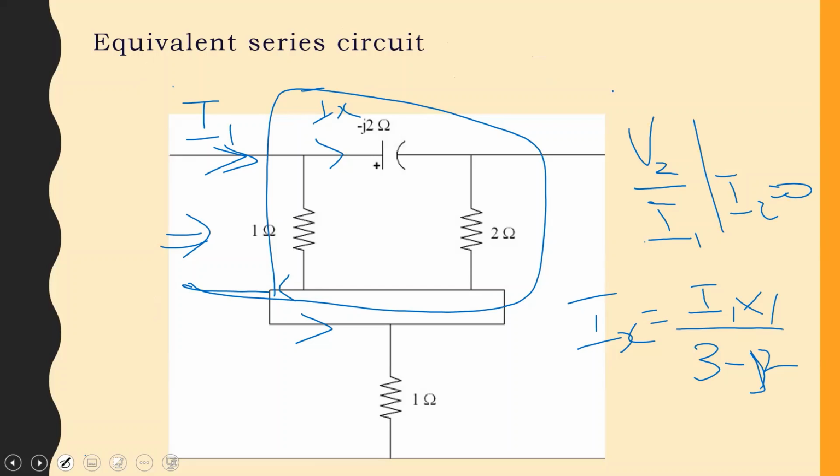So what component of I2 would be flowing through the 1 ohm? Repeat that, please. The same as flowing through the negative J2. Speak up, please. The same one that's going to the negative J2. Which is minus 2I2.